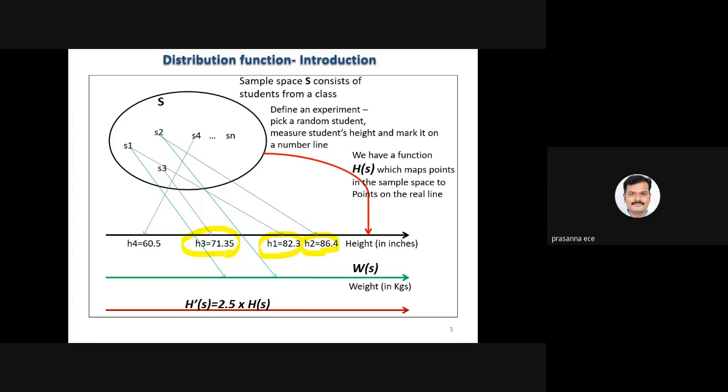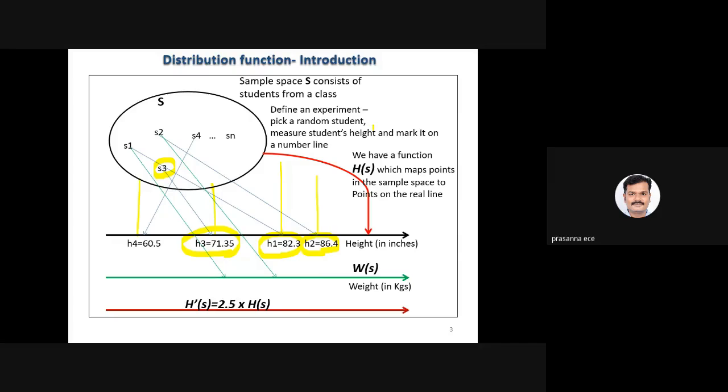So how do we bring in probability? These numbers are not probabilities. They are numbers associated with each of the outcomes. So this is the number associated with this particular outcome. We have to somehow associate a probability with each value on this number line, and that association of probability is done by 2 methods.